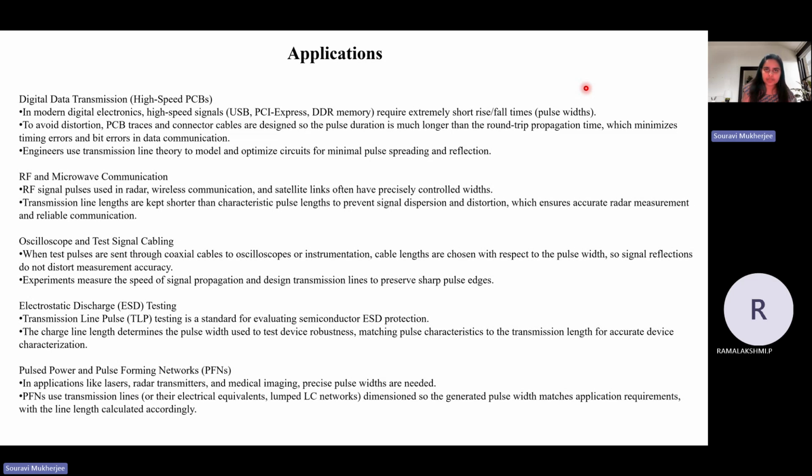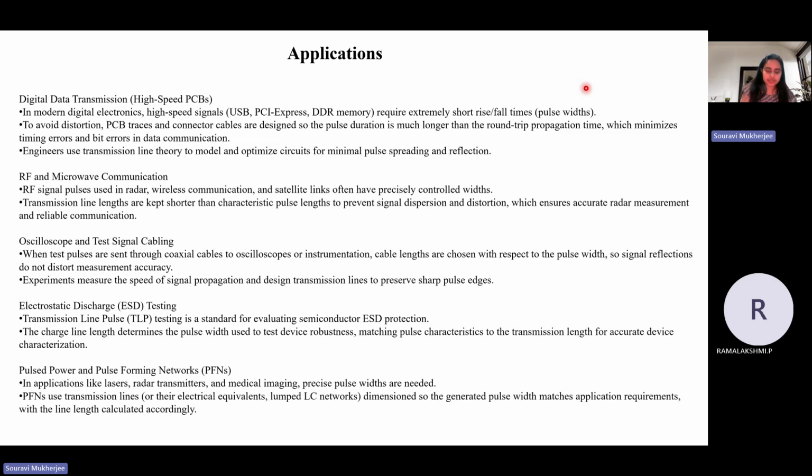In that case, the cables that are used to connect or the traces that are there are designed so that the pulse duration is much longer than the transmission time or the round trip propagation time. Otherwise, there will be a lot of distortion and you will not get the signal that is expected. Even when you design transmission lines, you want to minimize pulse spreading and reduce the number of reflections. So there you have to choose your transmission line lengths or the impedances accordingly.